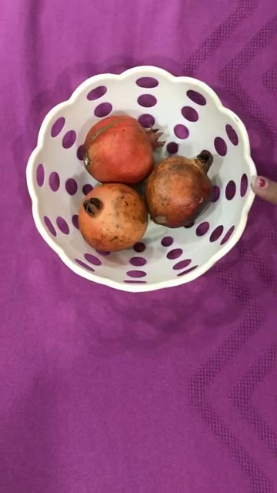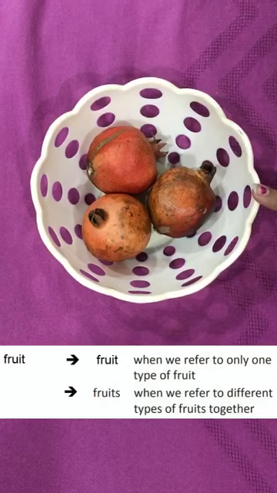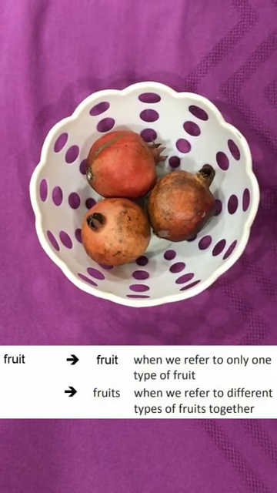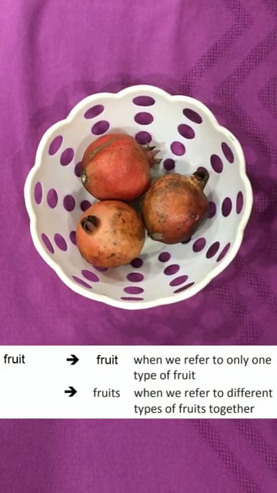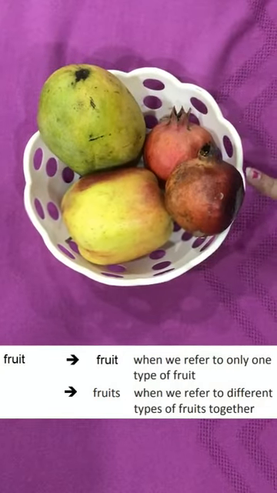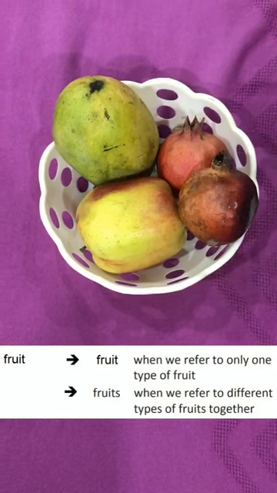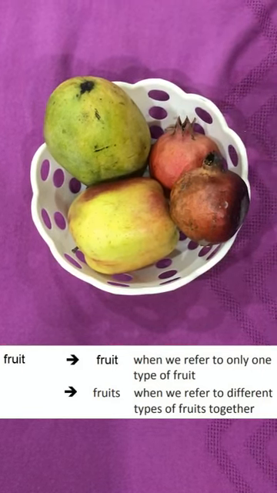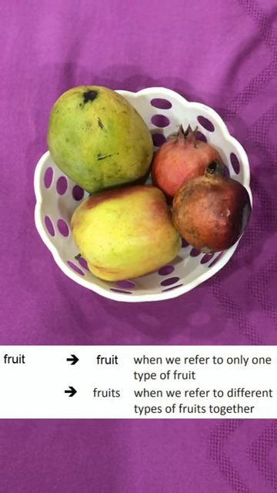There are fruit in the basket. The plural of fruit in this case is fruit only because we are referring to one type of fruit, that is pomegranate. In this case, because we refer to different types of fruits, the plural of fruit is fruits. So we say there are fruits in the basket.